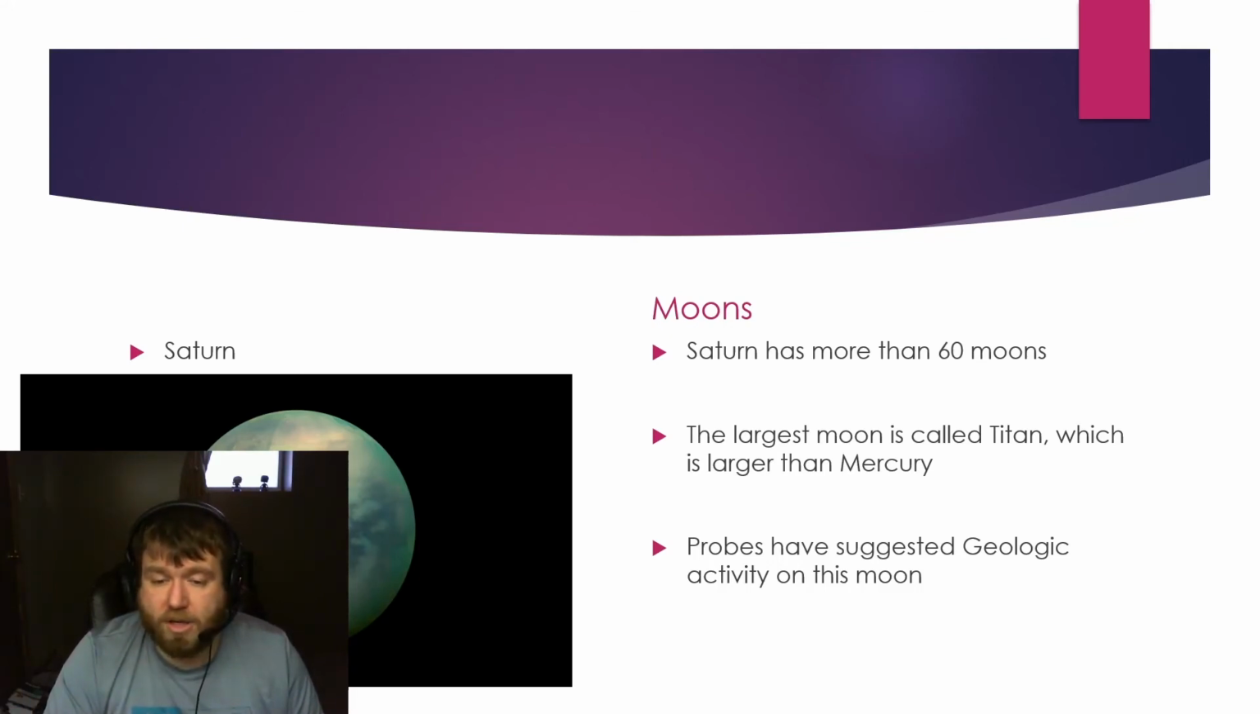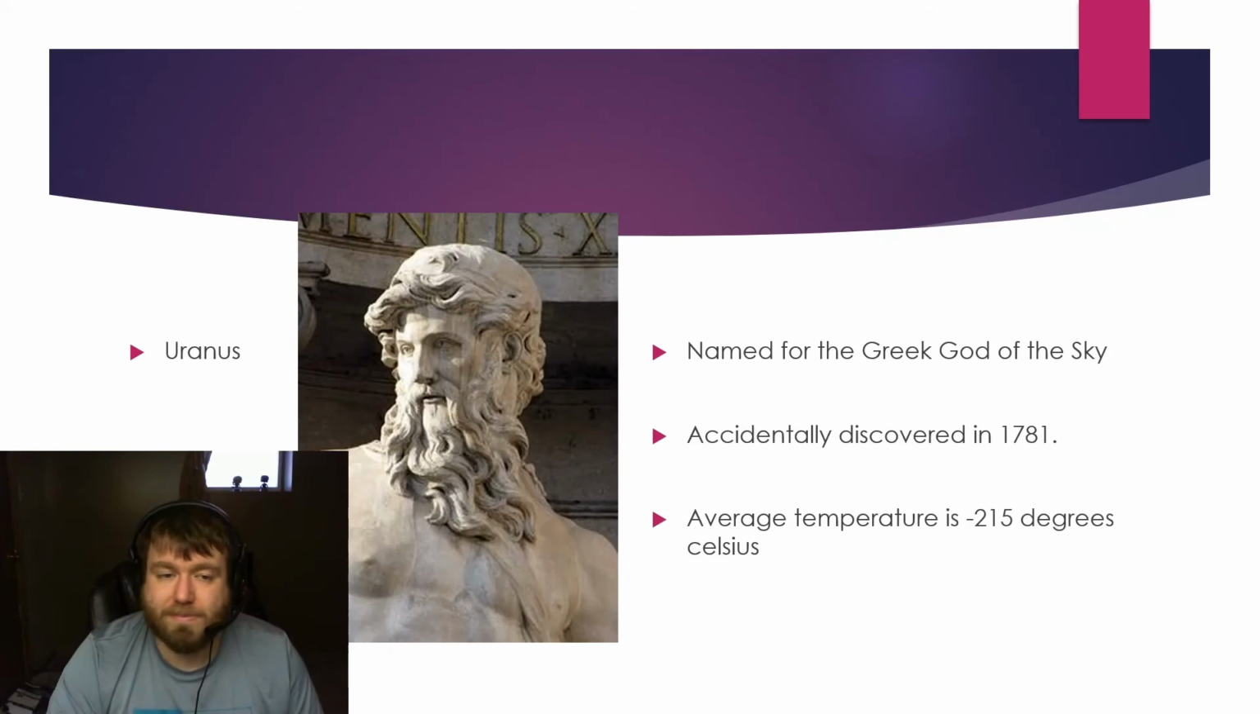Probes have suggested geologic activity on this moon. That means things like quakes and volcanoes. So, if you were on Titan and there was a quake, it would be called a Titan quake. I think that's a cool name.